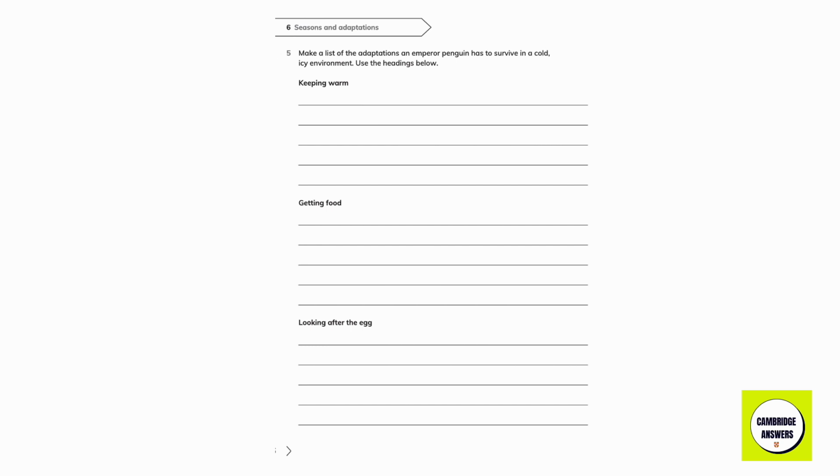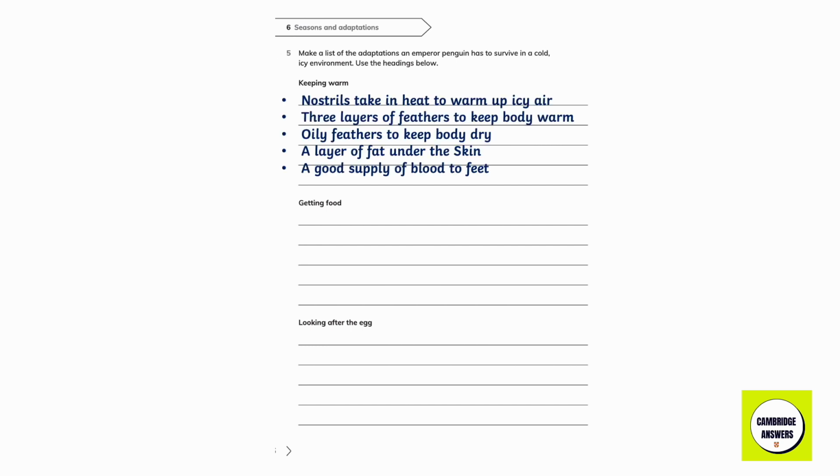Question number 5. Make a list of adaptations an emperor penguin has to survive in a cold, icy environment. Use the headings below. Keeping warm. Nostrils take in heat to warm up icy air. 3 layers of feathers to keep body warm. Oily feathers to keep body dry. A layer of fat under the skin. A good supply of blood to feet.